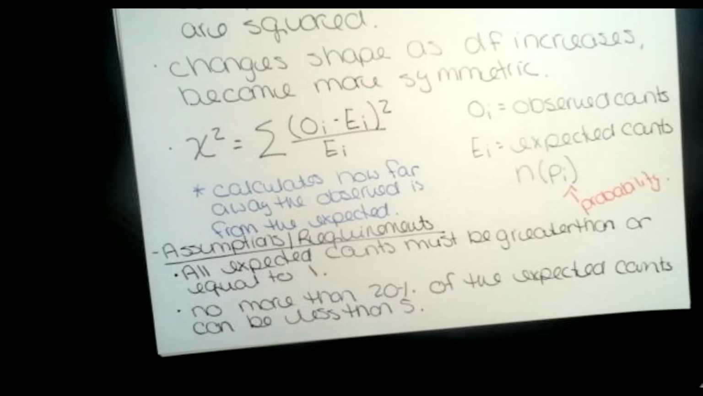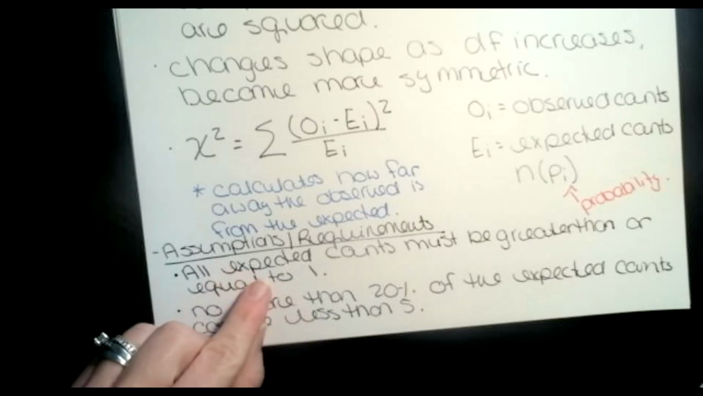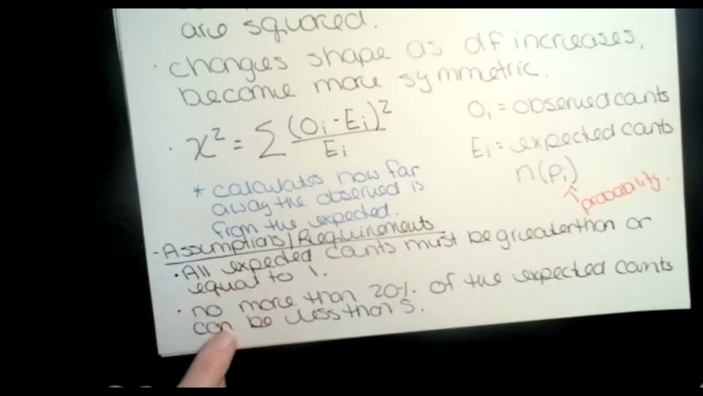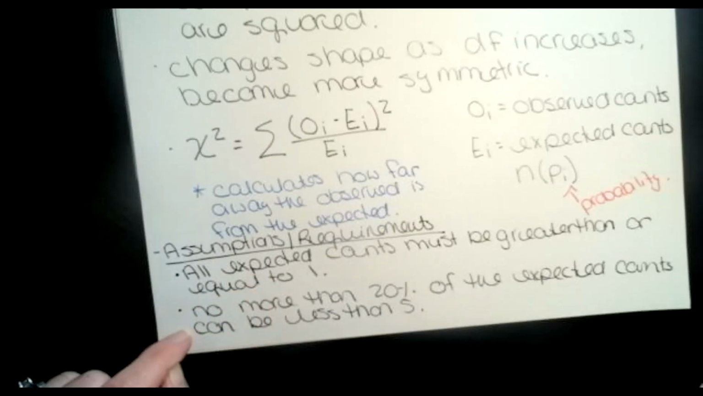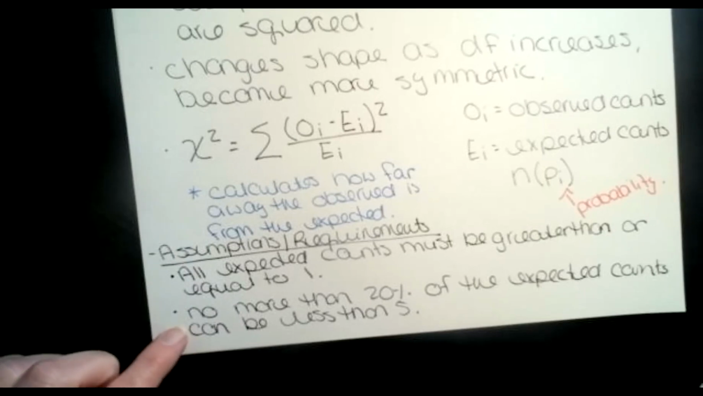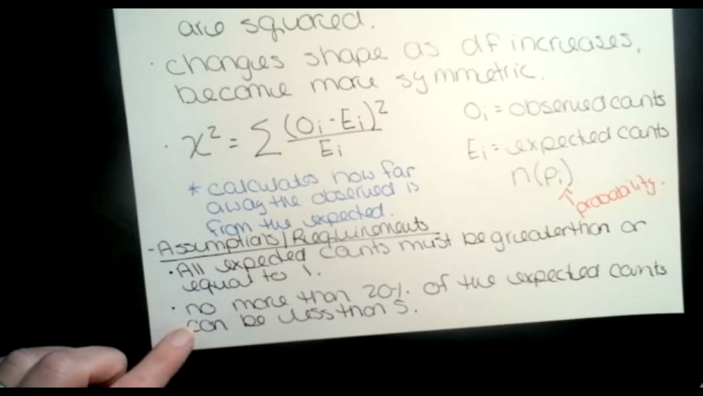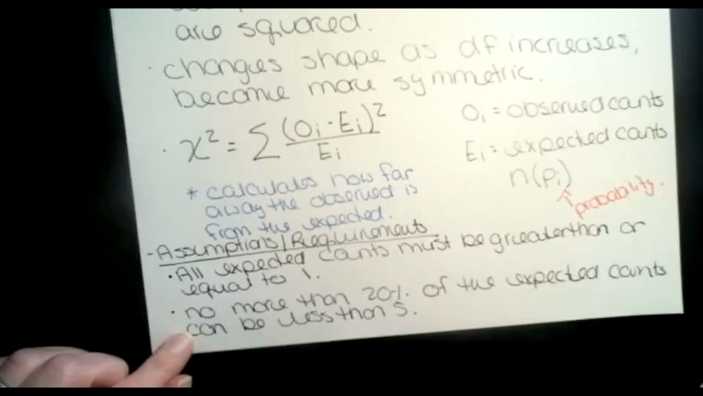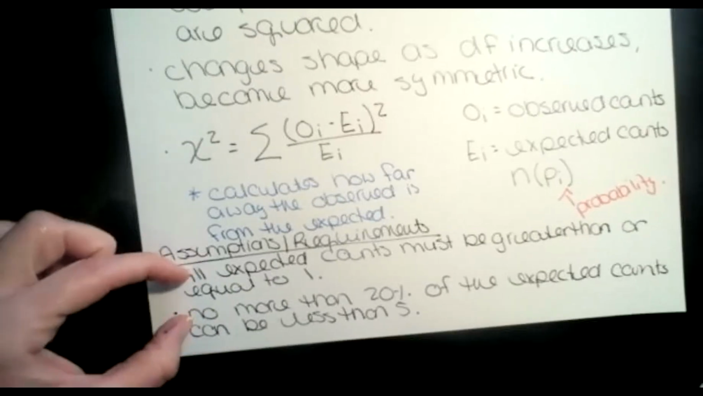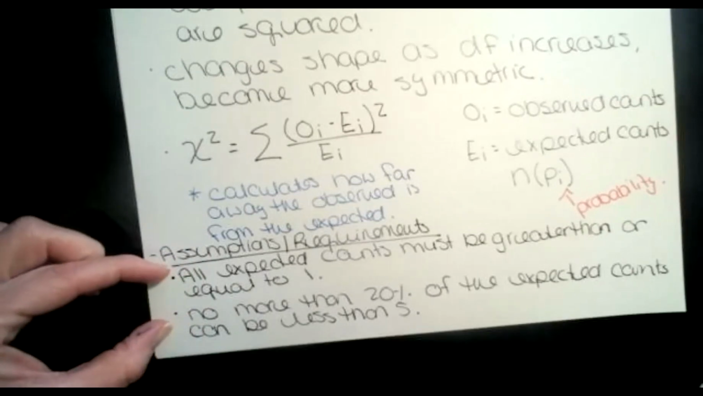If you have an expected count less than 1, then that means it's 0, and that's no good for this when we're calculating. And for the second one, under 5 is considered kind of too small. Minitab will alert us if we have any under 5. You'll notice when you work on a problem, it will give you a little alert, so you know you need to look at it a little bit harder. But these are the two things, and we will absolutely put those in our write-up.